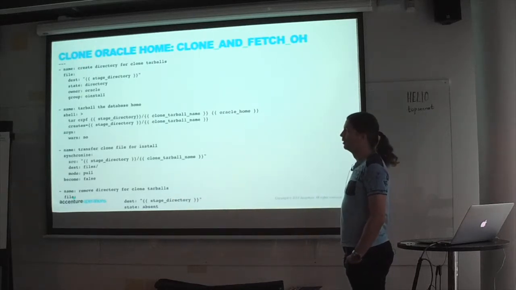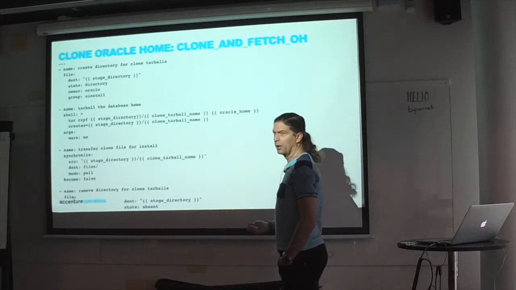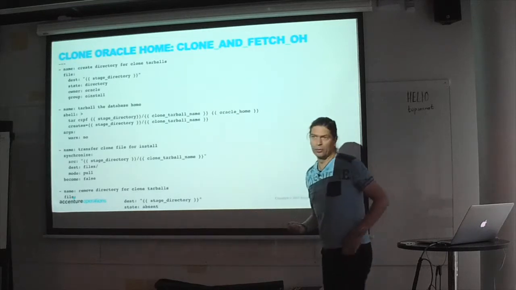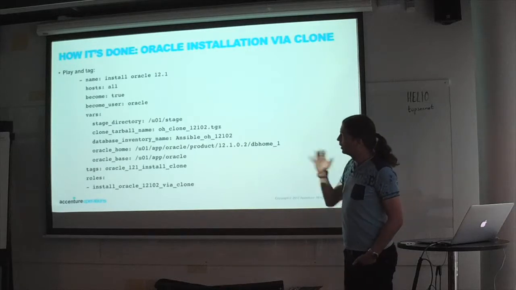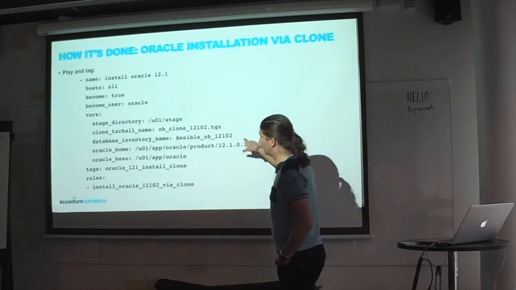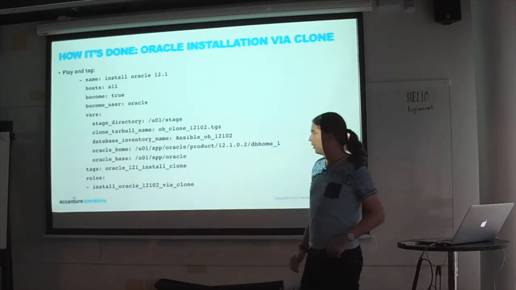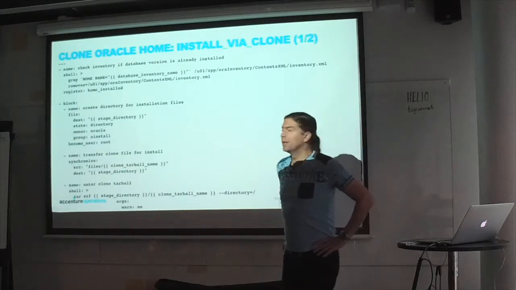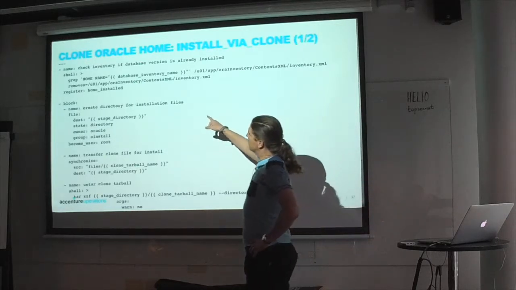It's very easy. And you use this typically if you install a new version of the patch in the database home to actually fetch a clone of a new version. And this is how the play for the installation looks. I've got some variables here, and I use one role, install Oracle 12.102 via clone. Nearly done. And this is how it looks.